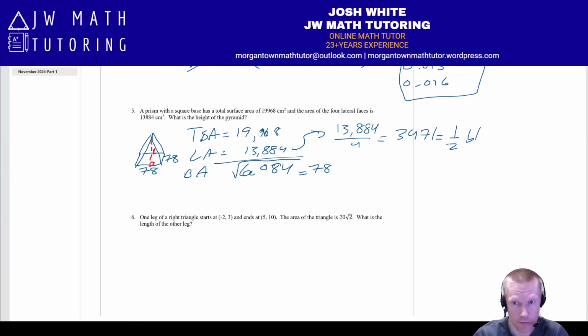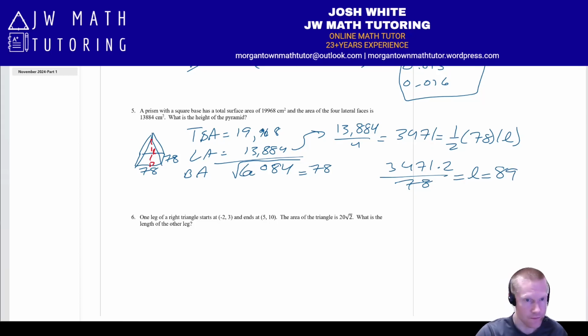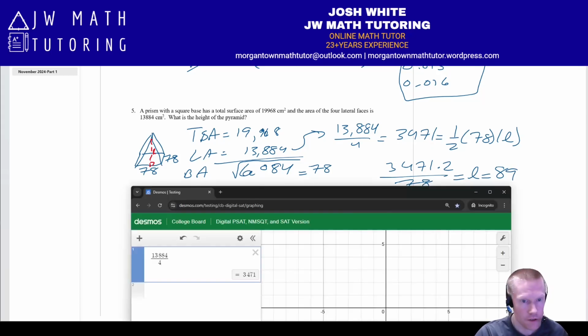So this is equal to 1/2 base times height, but again, the base is 78 and the height is the slant height L. So now if you solve this out, basically 3471 times 2 divided by 78, that's going to give you your slant height, and that should be 89. Just confirm this in Desmos. So again, I'm taking this number, multiplying it by 2, dividing by 78. Yep, slant height is 89.